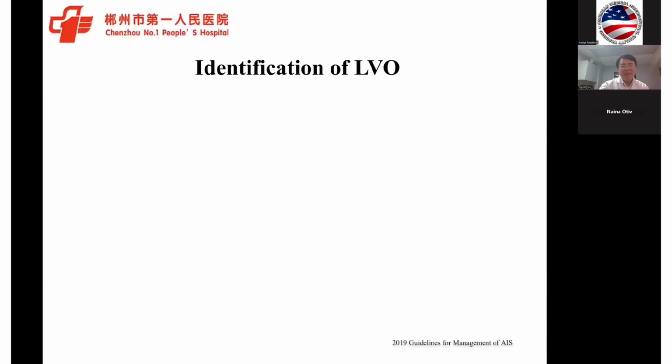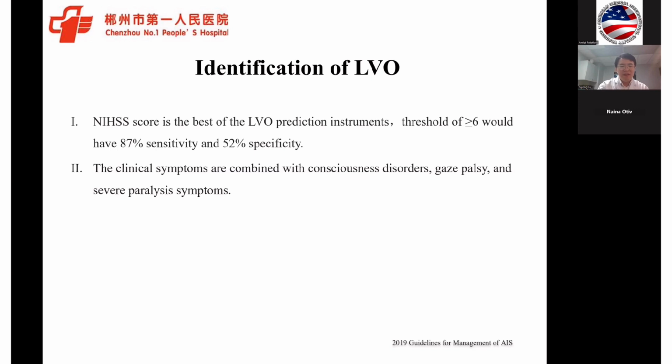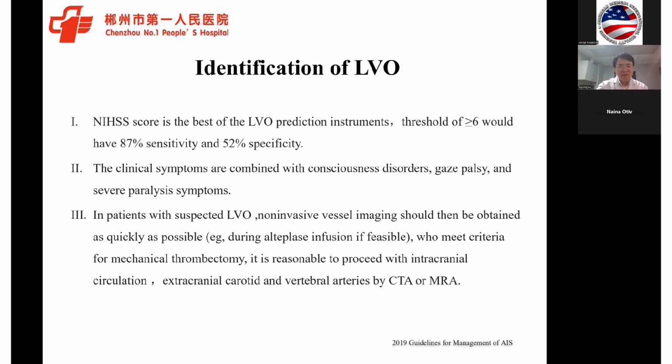How can we identify LVO? The NIHSS score is the best of the LVO prediction instruments. The clinical symptoms can help with identification, such as consciousness disorders and gaze palsy. And in patients with suspected LVO, we should take non-invasive vessel imaging like CTA or MRA to help us identify the LVO.